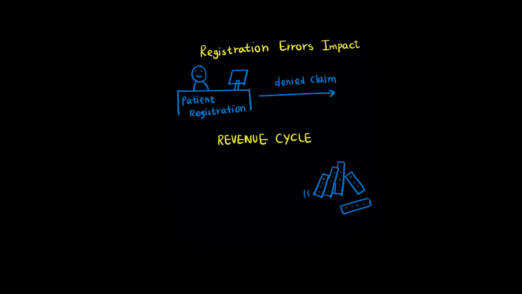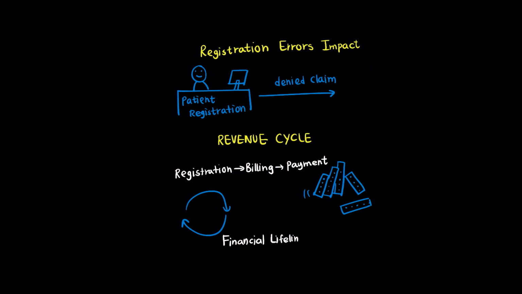Registration errors create a domino effect, where denied claims mean delayed payments, increased administrative work, and cash flow problems for the organisation. This isn't just about billing departments, it's about the entire financial health of the healthcare facility. Every registration error costs time and money to fix, making accurate front-end processes essential for maintaining healthy revenue cycles and organisational financial stability.